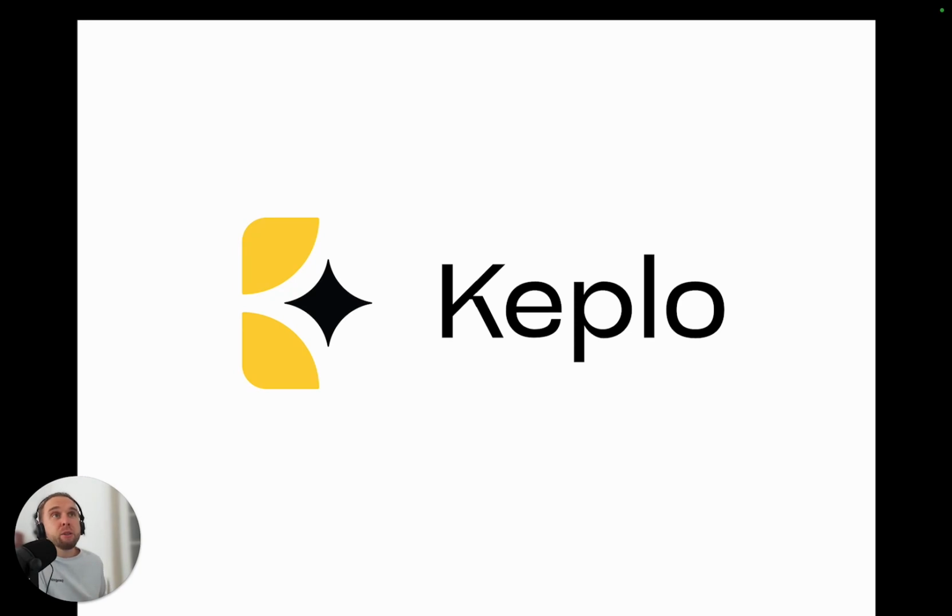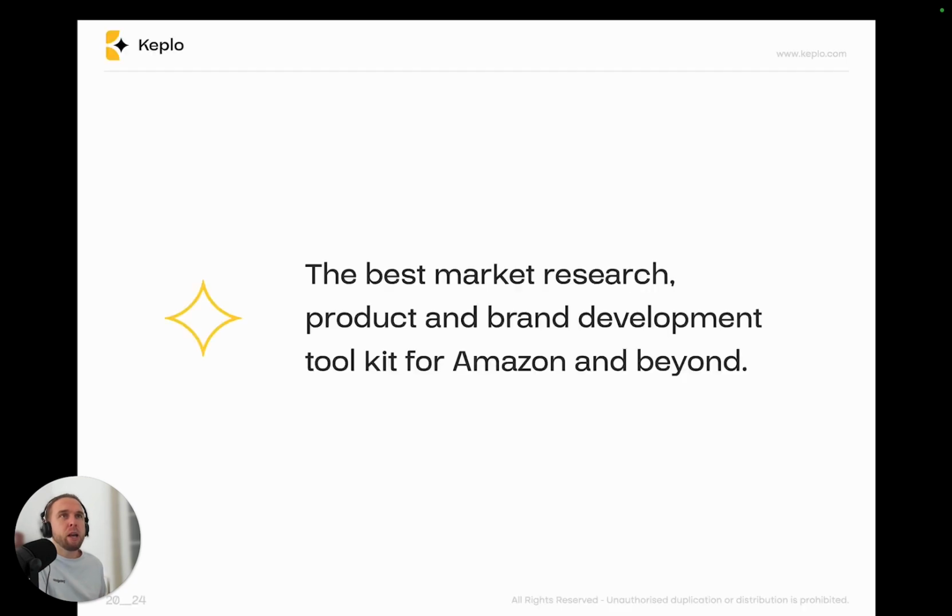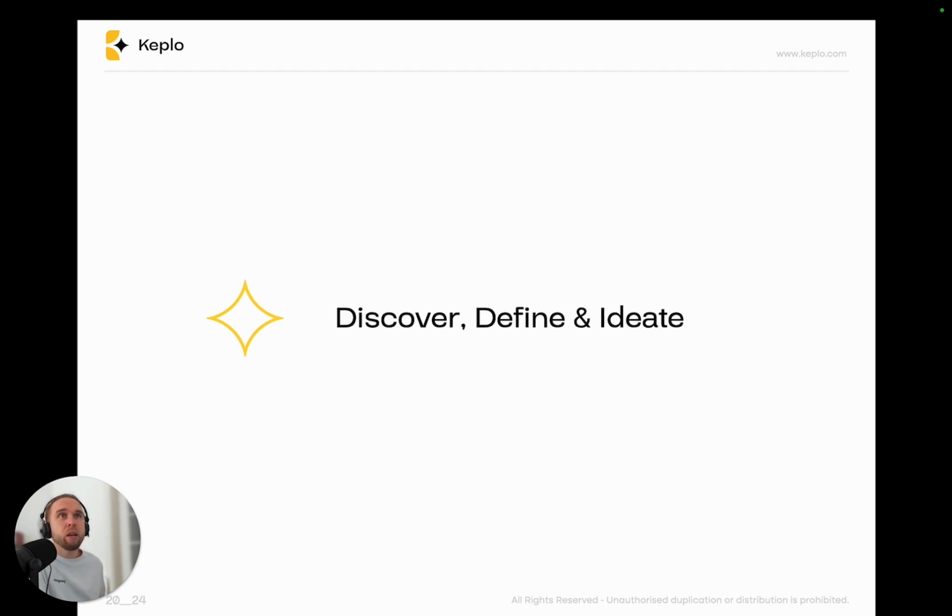Hi everyone, I wanted to run by you a quick demo of Keplo Beta, our current status with development and where the project is going. So let's start quickly by summarizing what is Keplo. Our goal is simple: to become the best market research, product and brand development toolkit for Amazon and beyond. I like to break its capabilities into these three features: discover, define, and ideate.